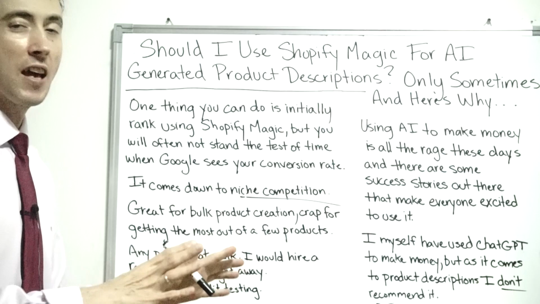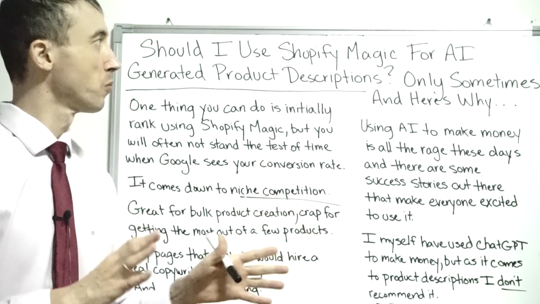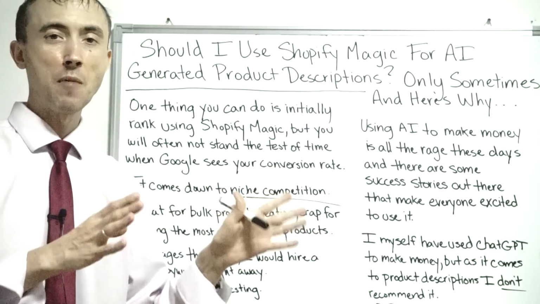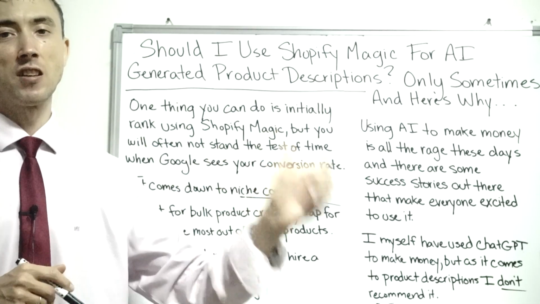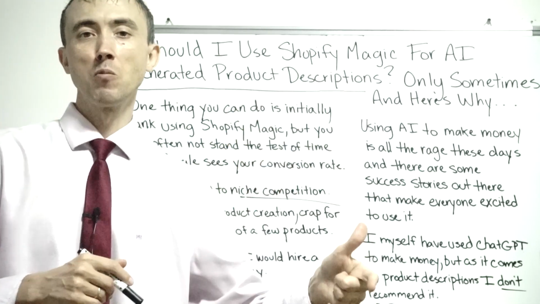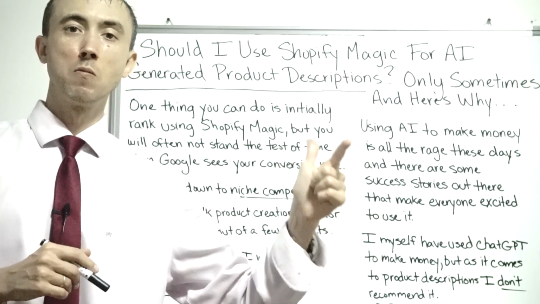So anyway, I think that explains my thoughts on the topic of AI generated product descriptions using Shopify Magic and the like, and how to use them responsibly, where they actually can make you money in your business.